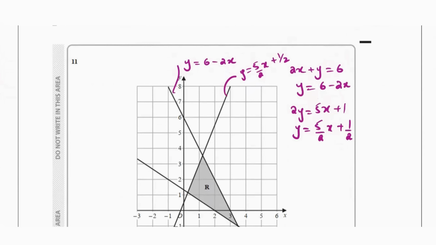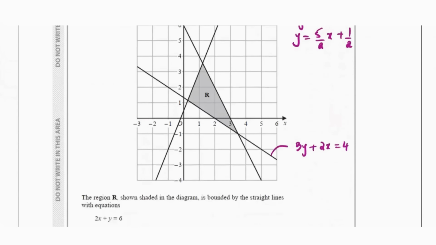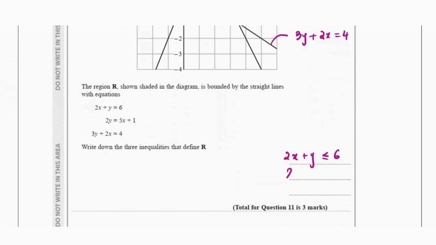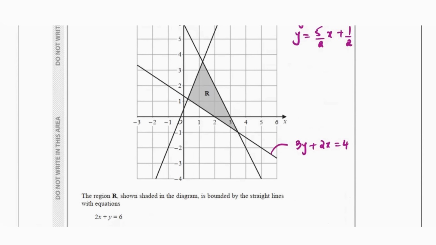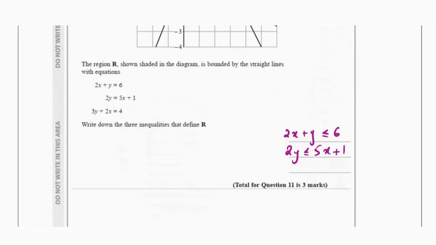Now for the second line, which is 2y equals 5x plus 1, the shaded area is again beneath the line, which means it's again less than or equal to. 2y is less than or equal to 5x plus 1. And then for the last one, 3y plus 2x equals 4. The shaded area is above the line, which means the values of y are increasing. So it's going to be 3y plus 2x greater than or equal to 4.